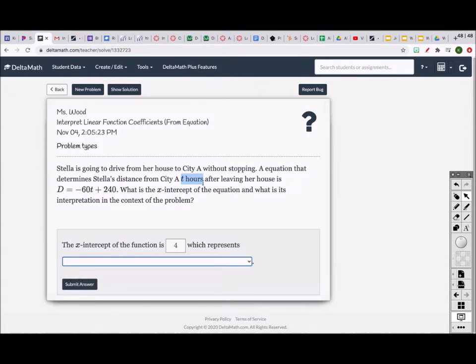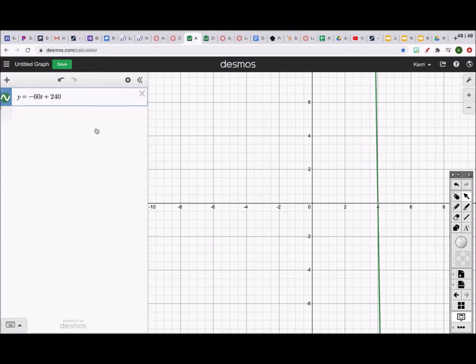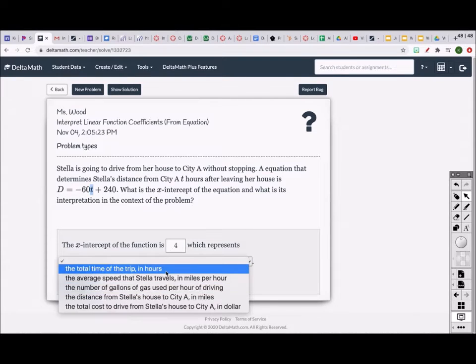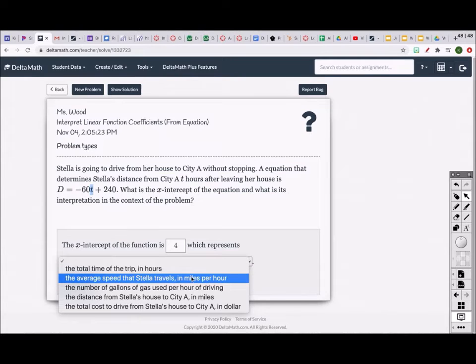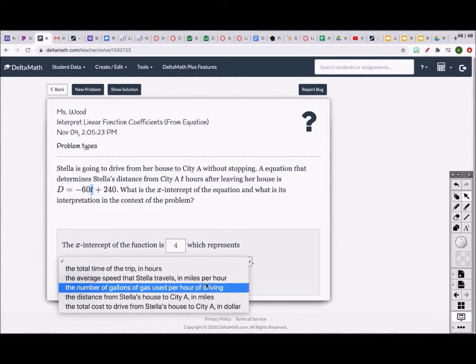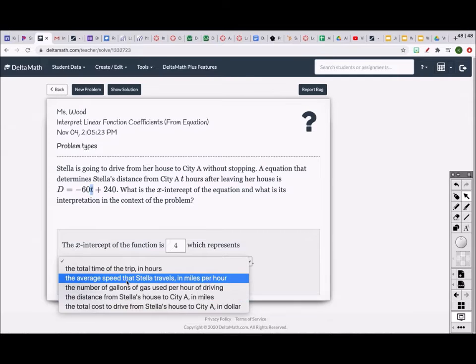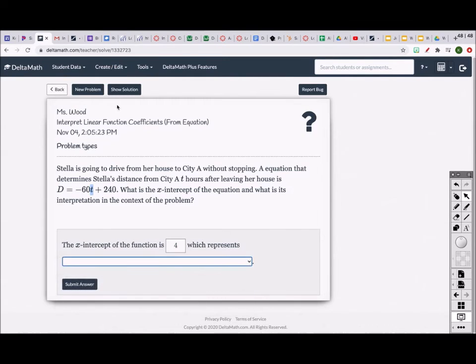So again, the easiest way to do the ones that ask for the x-intercept is to open up your graphing calculator, type in the equation, figure out what the x-intercept is, and then remember to go back to the problem and look for the label for the x-axis. The label for the x, or the label for the t, is going to be hours. So I know that this is going to be in hours. Did I say anything about the miles per hour? No, that's a speed, that's going to be a rate. Does it talk about the gallons of gas? No. Does it talk about money? No. It is just simply in hours.